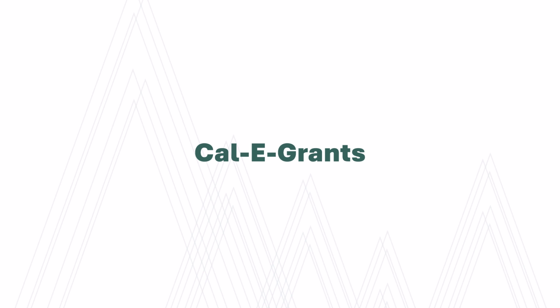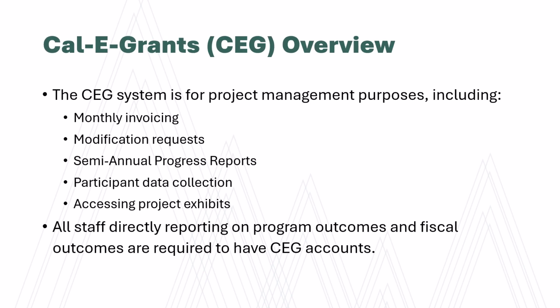Cal e-Grants. This section will provide a brief overview of the Cal e-Grants online system, which is used for project management. Cal e-Grants, the same system used to submit applications, will continue to manage various project administration components for the duration of the grant term. Monthly invoicing, modification requests, semi-annual progress reports, and participant data collection will all be done on Cal e-Grants. Cal e-Grants is also used to access crucial exhibits needed for project management, such as the participant plan or work plan. For this reason, all staff tasked with program and fiscal reporting must have access to Cal e-Grants accounts upon the start of the grant period.